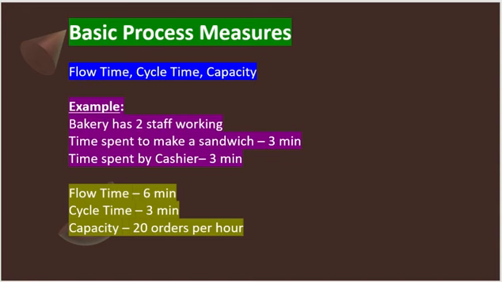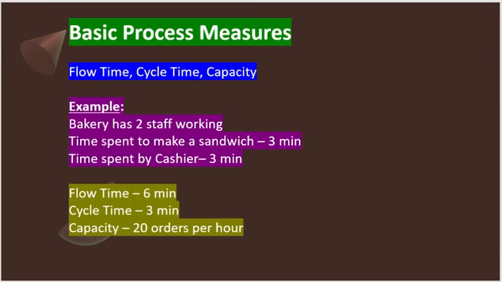Flow time is nothing but the time taken from initiating the process till the end of the process. Let's take an example of making a sandwich in a bakery. And cycle time is the time between two consecutive deliverables. And capacity is the maximum output when working at full speed.